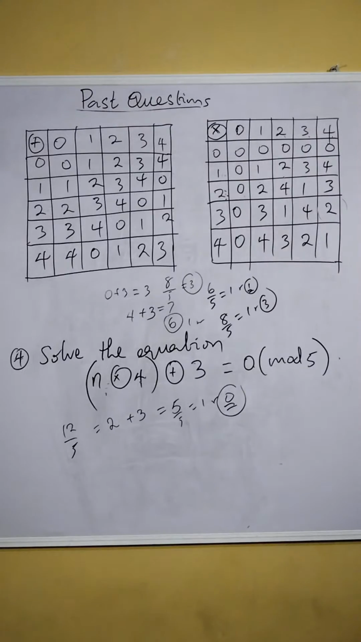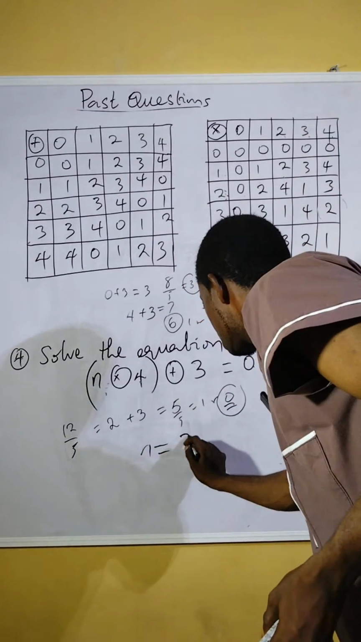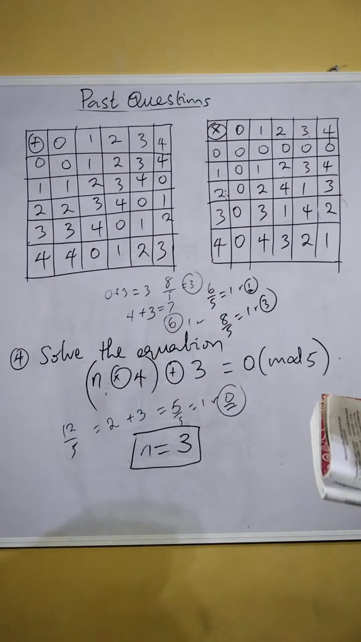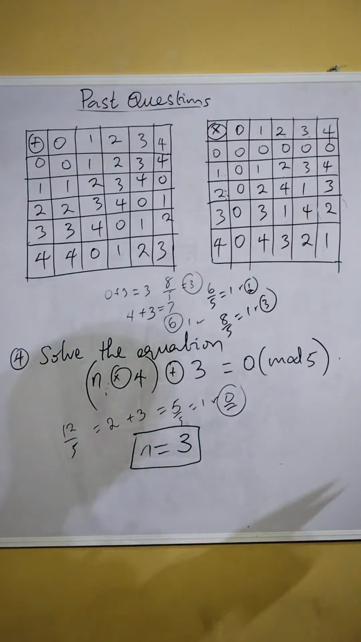So the correct answer to this is n equals 3. So n equals 3 from this particular one. That's question 4. I think we use it for just one question. Right. Now, let's look at another interesting question here.